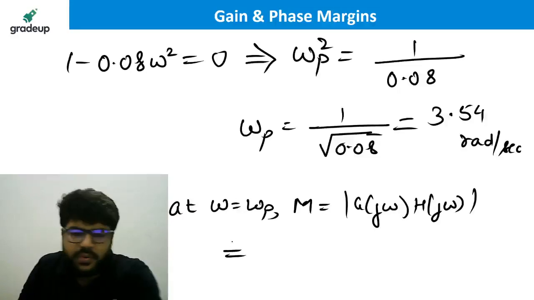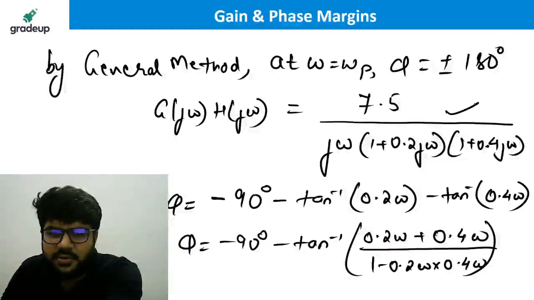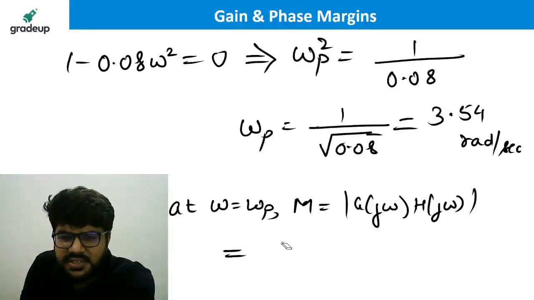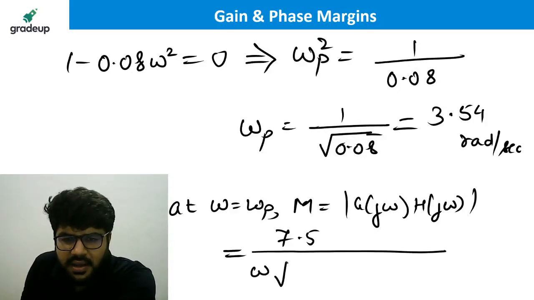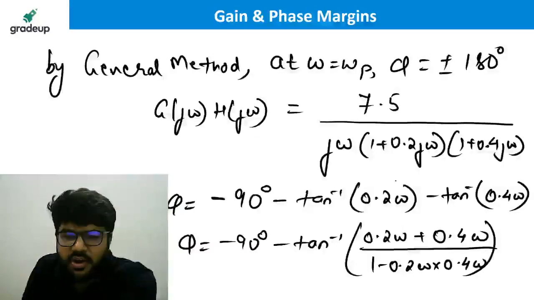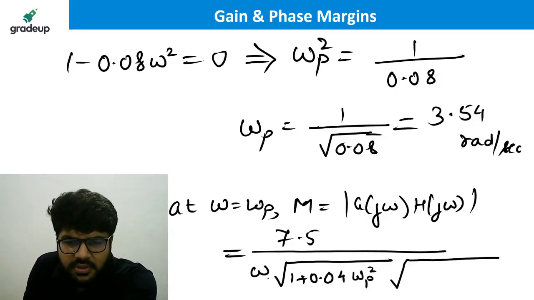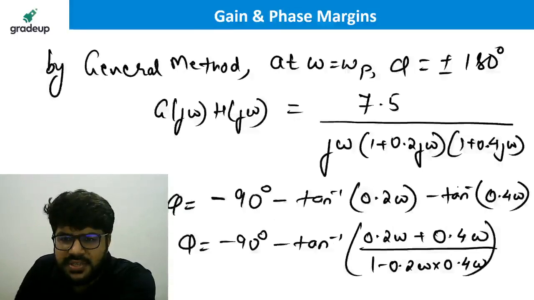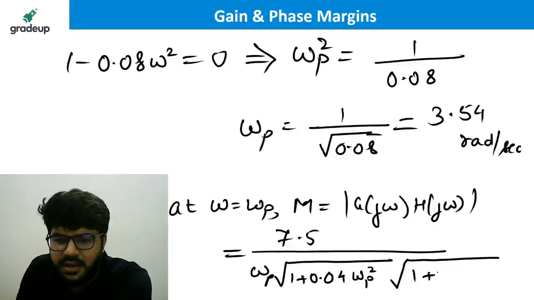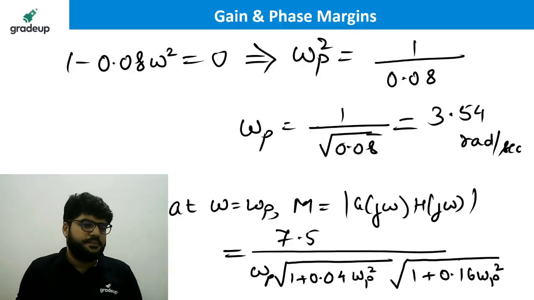That should be equal to, look at this, we have to take the magnitude of this, so 7.5 is as it is, 7.5 divided by omega, then under root of x square plus y square, the magnitude of a complex number. So under root of 1 plus 0.2 square, that is 0.04 omega square, omega p divided by, here also omega p, 1 plus what is the next term? 0.4 square will be 0.16 into omega p square.